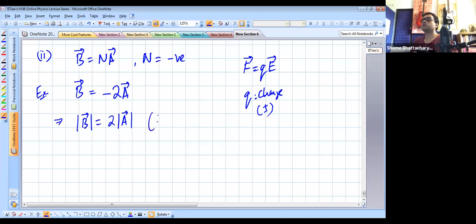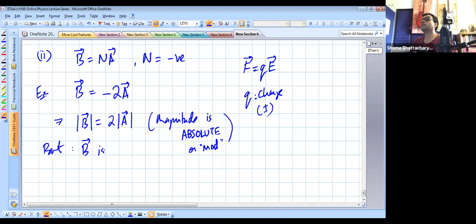Okay? So remember, magnitude is absolute, or what we call a mod quantity. It's a modulus type of quantity, so there's no sign involved here. But the minus sign will now show that B is opposite in direction to A. Or by opposite, we can also say it means it is anti-parallel.